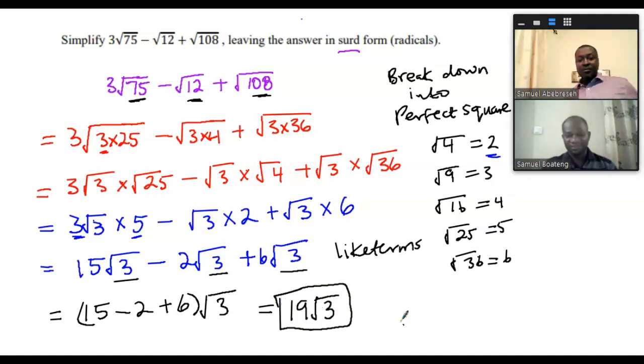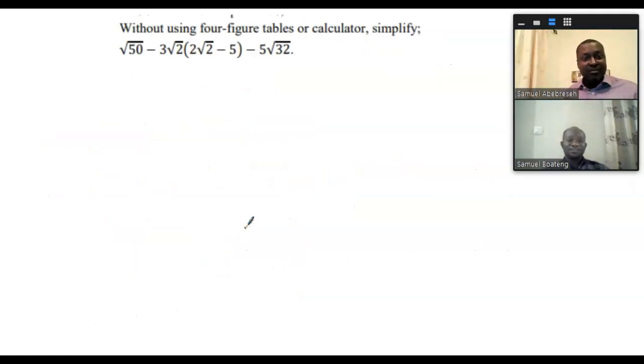Yes, that is your final answer. Next on the screen, we have another question. Without using four-figure tables or calculator, simplify root 50 minus 3 root 2 times the bracket 2 root 2 minus 5, bracket close, minus 5 root 32.